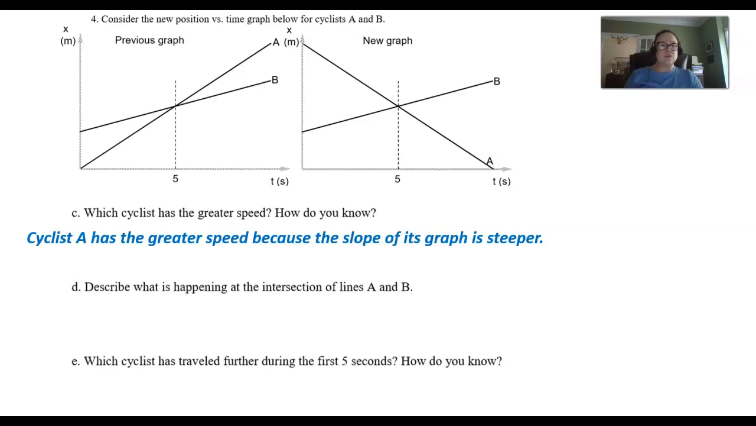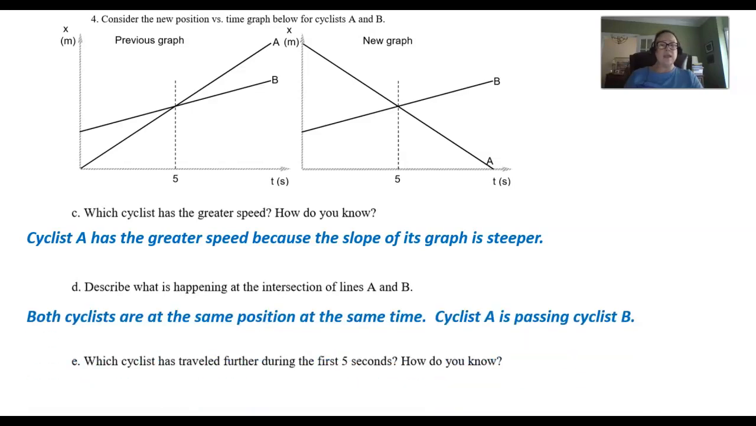And what about that intersection point where the graph of A and B cross? Well, again, that intersection means that both cyclists are at the same position at the same time. So they're passing each other.